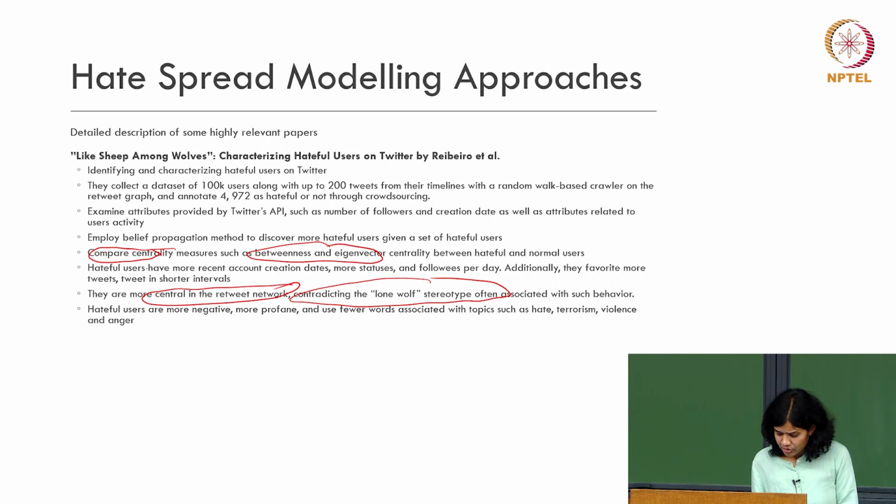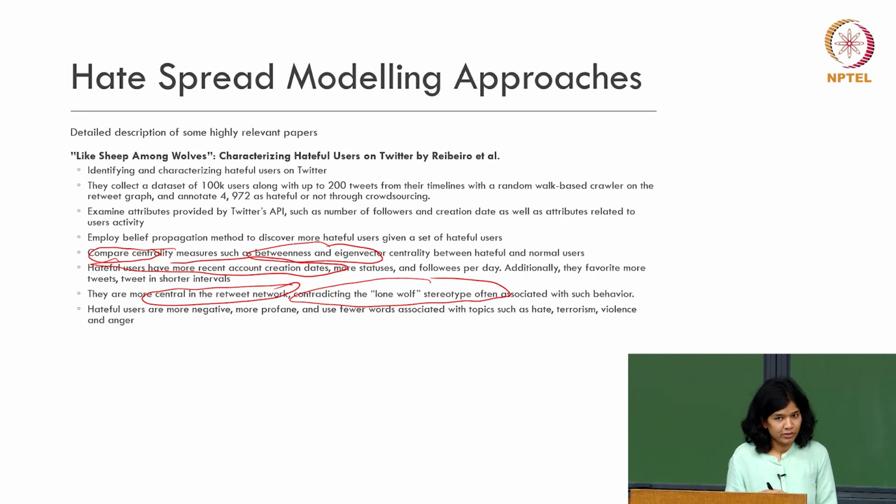There were certain other characteristics. Since your account might get suspended if Twitter figures out, hateful users create more and more accounts, so their accounts are more recent. They have more statuses and more follows per day. Their tweets come back to back with shorter intervals in between. They post more often, and maybe the account doesn't last for long. That's the characteristic these authors figured out.